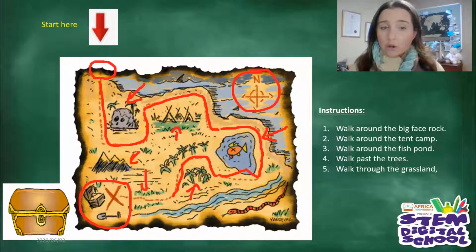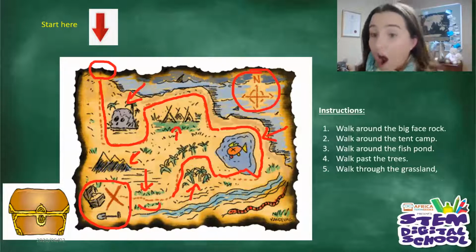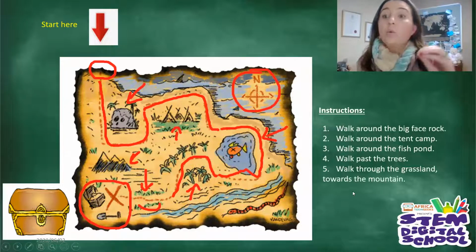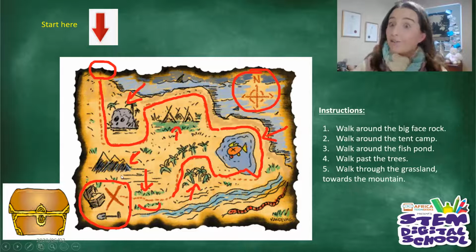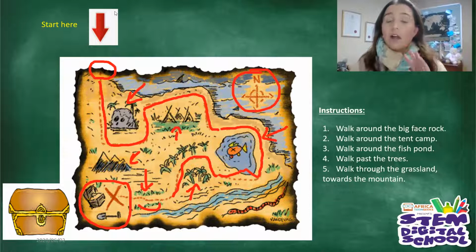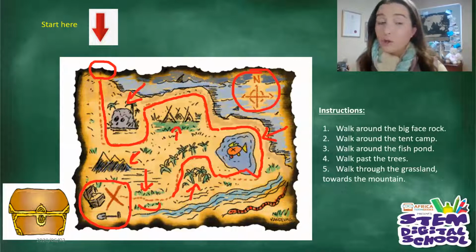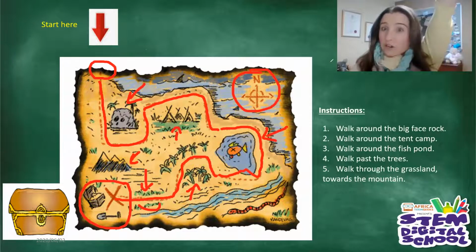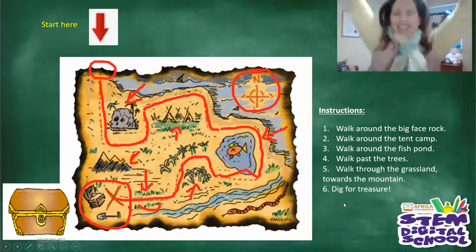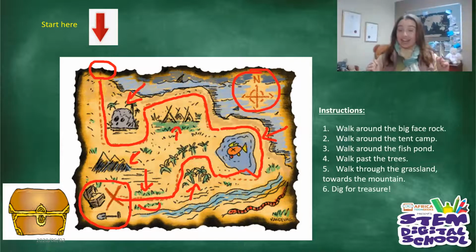So there you can see there's a whole bunch of grass. Okay. So we need to walk through the grassland. And we need to go towards the mountains. That's right. Great. Walk through the grasslands to the mountains. And if we do that, what do we do? What do we do to get treasure, guys? Dig for treasure. Yay! Are you excited?